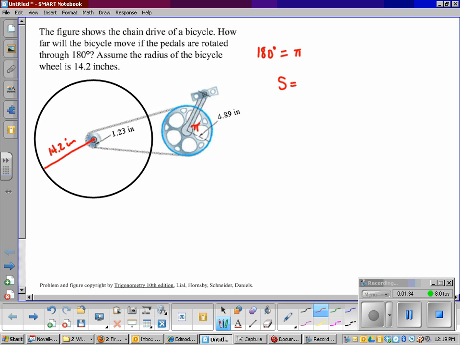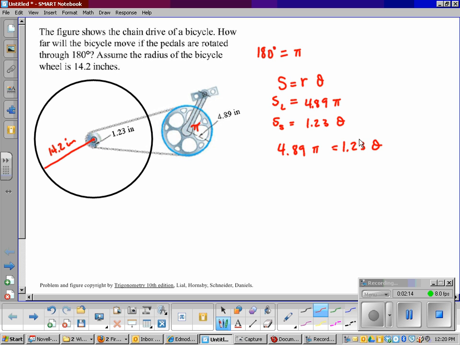So arc length is equal to the radius times theta, with theta in radians. The arc length for the large gear and the arc length for the small gear are going to be the same. They travel through different angles, but the arc length is the same. So the arc length on the large gear is equal to the radius times theta, which is pi. The arc length of the smaller gear is equal to the radius times some theta, which is what we're looking for. Since these arc lengths are the same, we're going to set their expressions equal to each other.